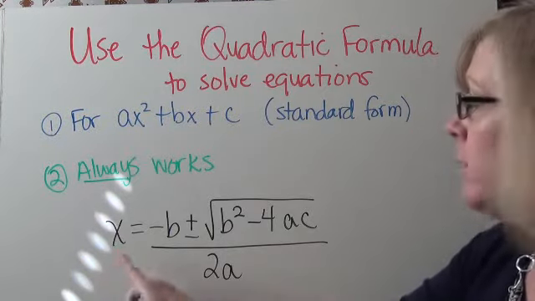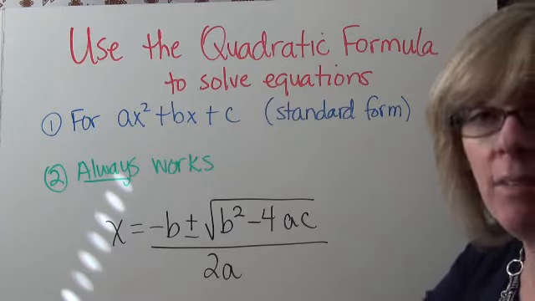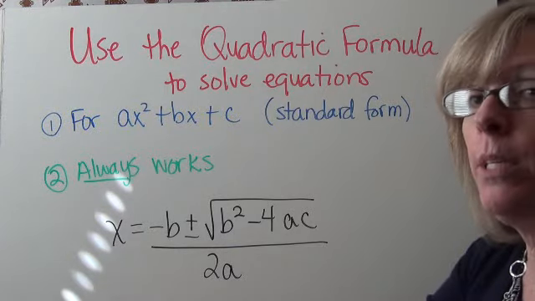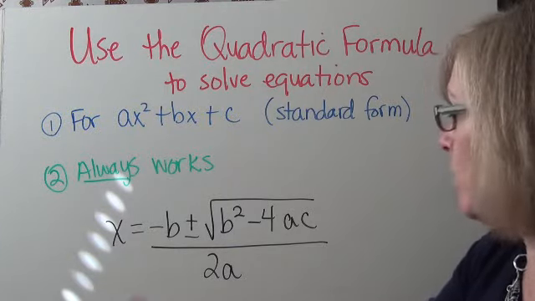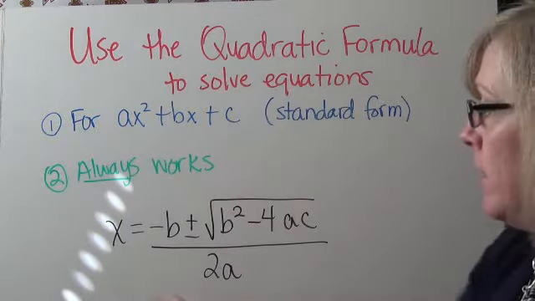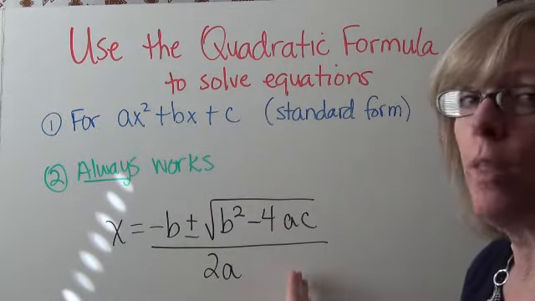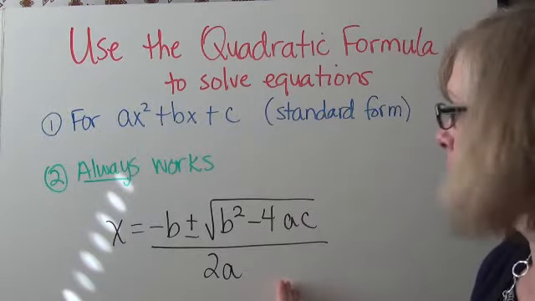So if you don't remember, the quadratic formula is x is equal to negative b plus or minus the square root of b squared minus 4ac, all over 2a. If you don't know that, it should be in your notes right now.